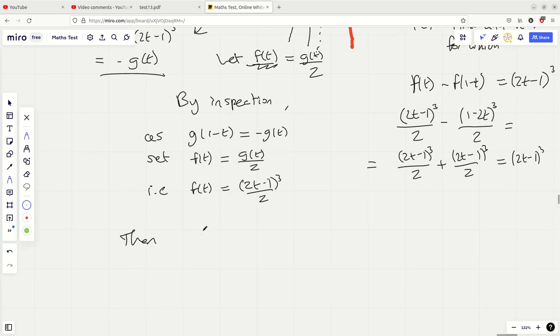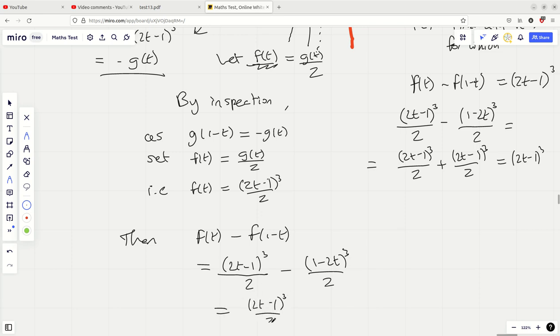Then f of t minus f of 1 minus t. I know I've already written this out, but I might be a bit fussy in trying to show the examiner really clearly what I'm doing. Because remember, I'm at pains to point this out to my students: a maths exam is about communication. It really is. (1 minus 2t) all cubed over 2. It's just going to turn into a doubling, and we're going to be absolutely great. Plus (2t minus 1) cubed over 2, which equals (2t minus 1) cubed, as required.